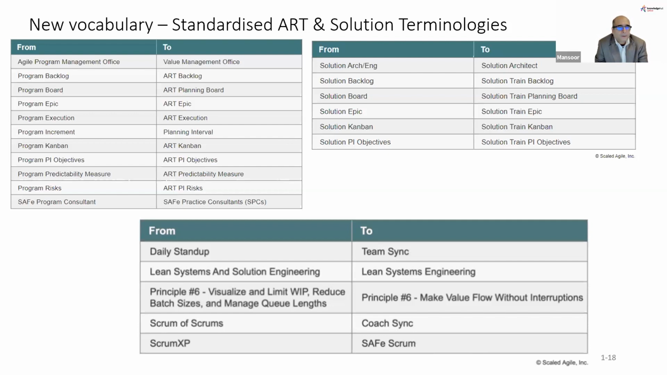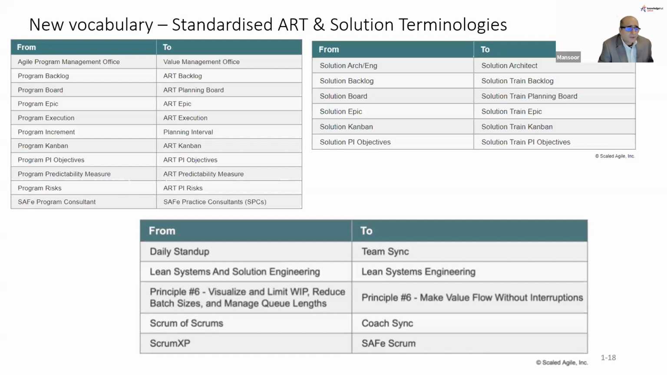Similarly, the other words which have changed: solution architect/solution engineers become solution architect, and the solution terminology has all been updated. Daily stand-up is now called team sync. Lean system and solution engineering is called lean systems engineering. Principle 6 has changed from visualize and limit work in progress, reduce batch size, to make value flow without interruptions. Scrum of Scrums is called Coach Sync, and Scrum XP is called SAFe Scrum.